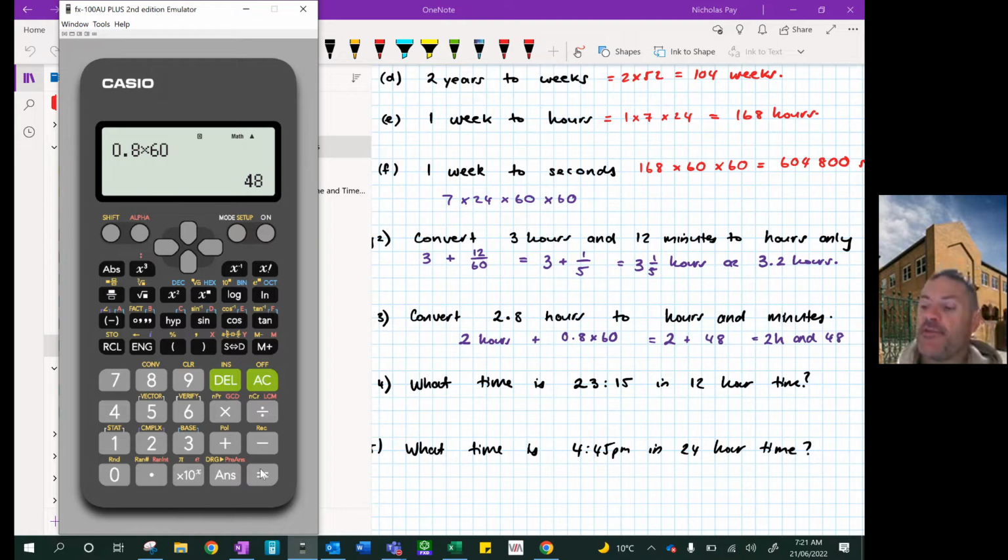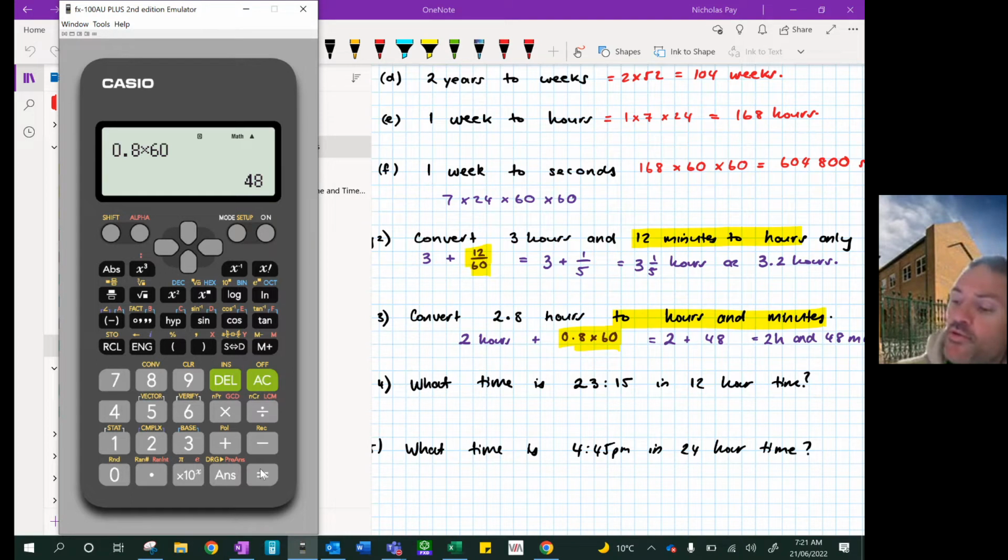So basically, if you're going from minutes to hours, we know that we are dividing, which is that 12 divided by 60, and hours to minutes, we are multiplying by 60. Again, most of you will know this pretty well.